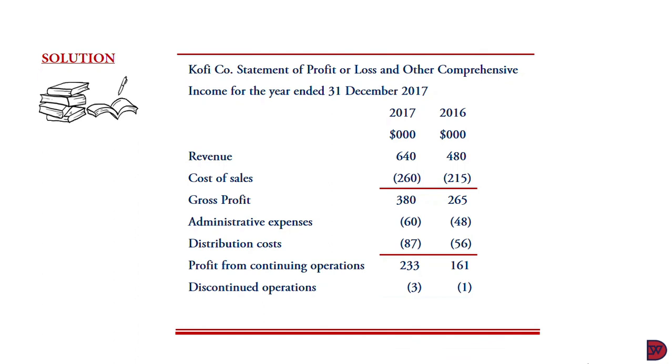Then we present the result of the discontinued operations. It was a loss for 2017 of 3,000, 2016 of 1,000, which will lead to the profit for the year of 230,000 for 2017 and 160,000 for 2016. Now, if you check the two, it is the same profit that was arrived at, but the presentation now has differed. That is how you treat discontinued operations in the financial statements.